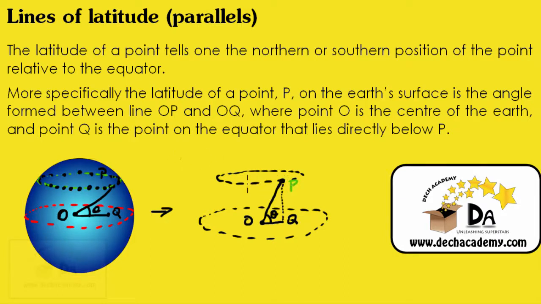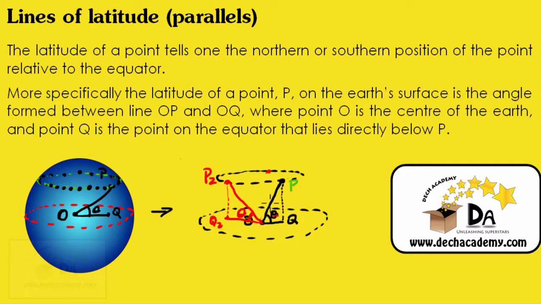Any point on this line of latitude is such that when you draw a line from the center to that point, I'll call this point P2, and then you locate the point directly below that point, I'll call this Q2, the angle formed between OP2 and OQ, this angle theta, is the latitude, and it's going to be the same regardless of which point you use.